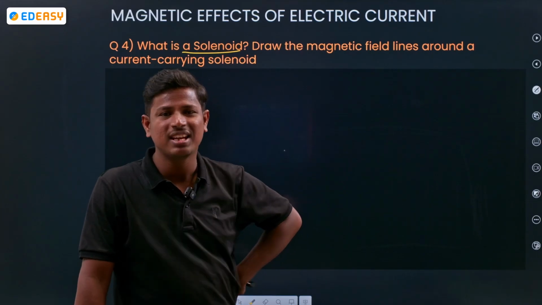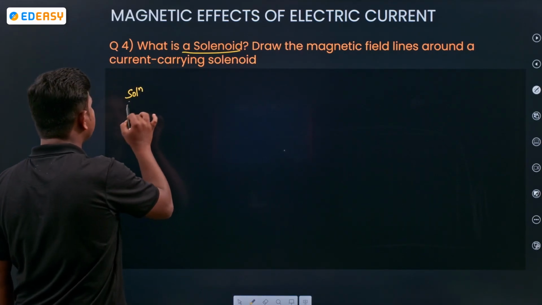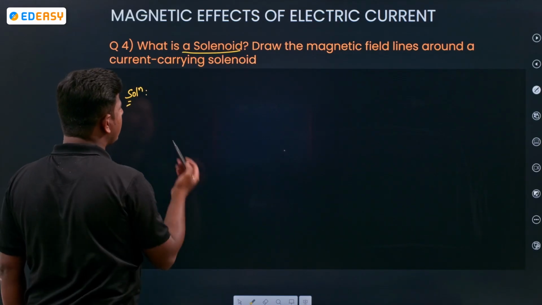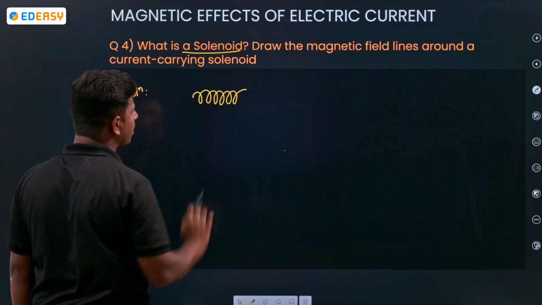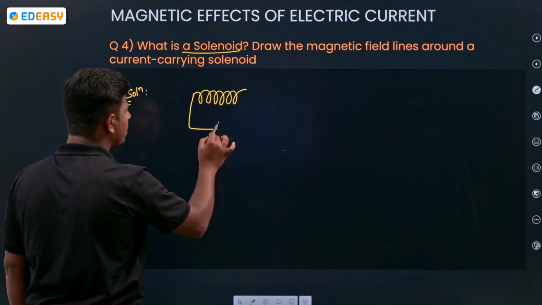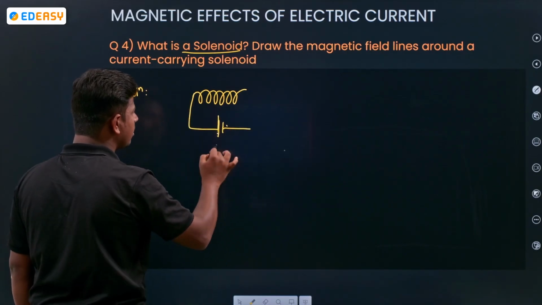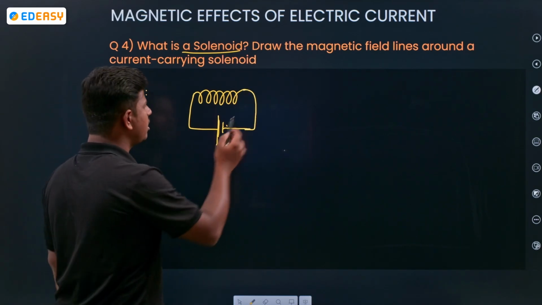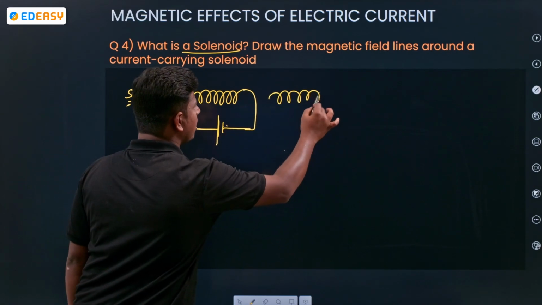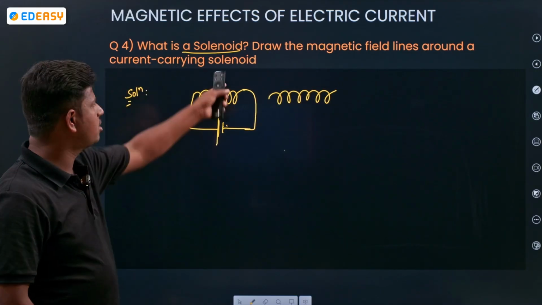What is a solenoid? A solenoid is nothing but a number of turns of copper wire, like a spring. And this one we connect to a battery or cell. That's it, solenoid done. A number of turns is called a solenoid only.